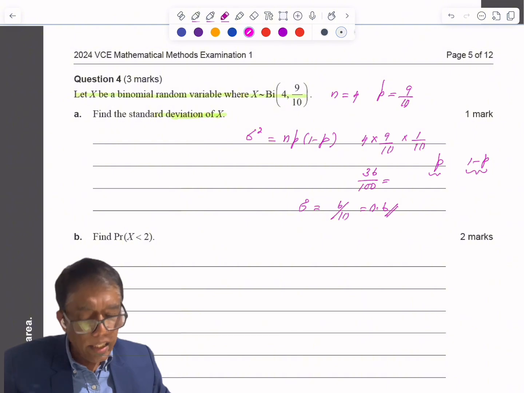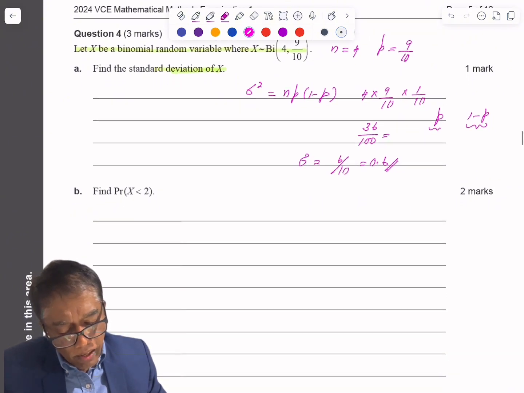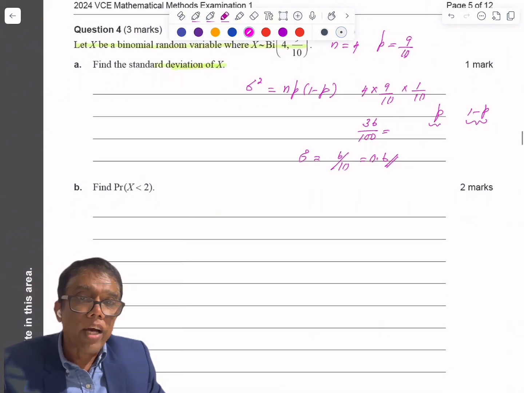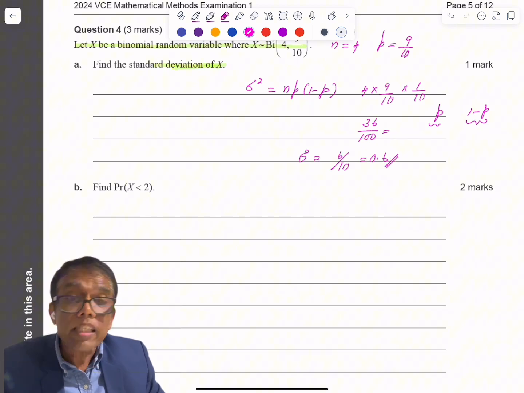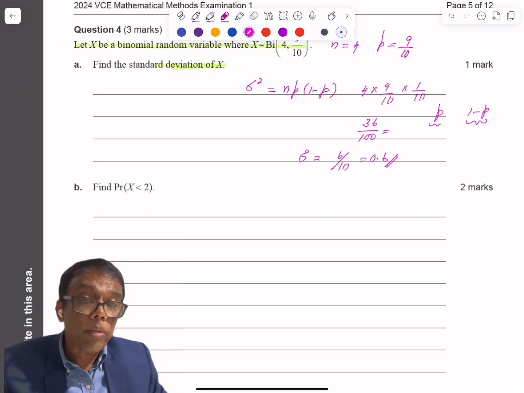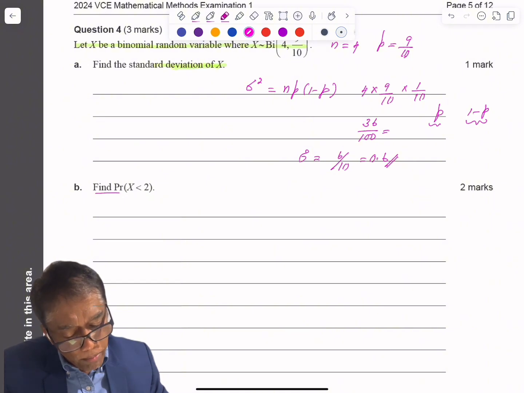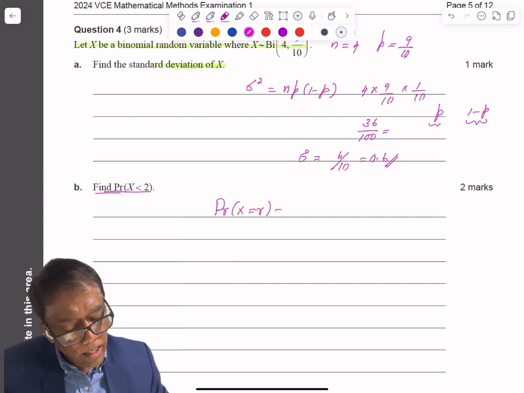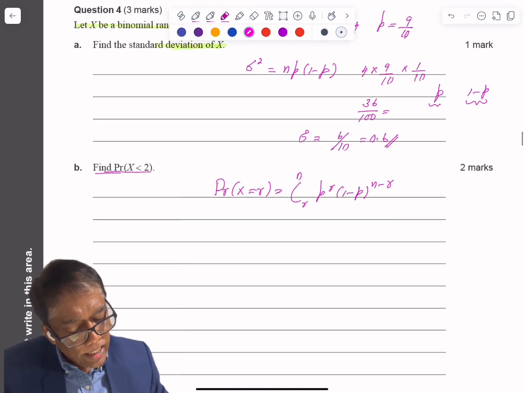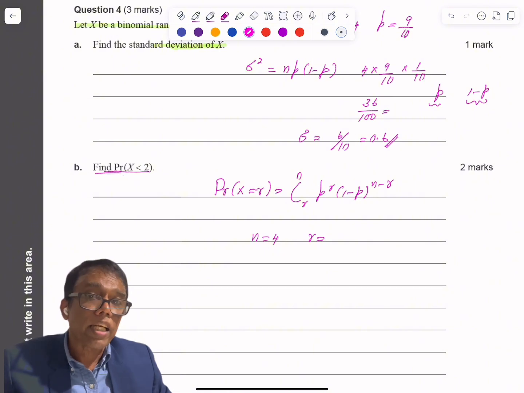Now, let's consider part B. Find the probability that X is less than 2. We know that according to the binomial distribution, the probability that capital X is equal to r is given by nCr times p to the power of r times (1 minus p) to the power of n minus r. Now, n is equal to 4, and r is equal to 0 and 1 because it is less than 2.